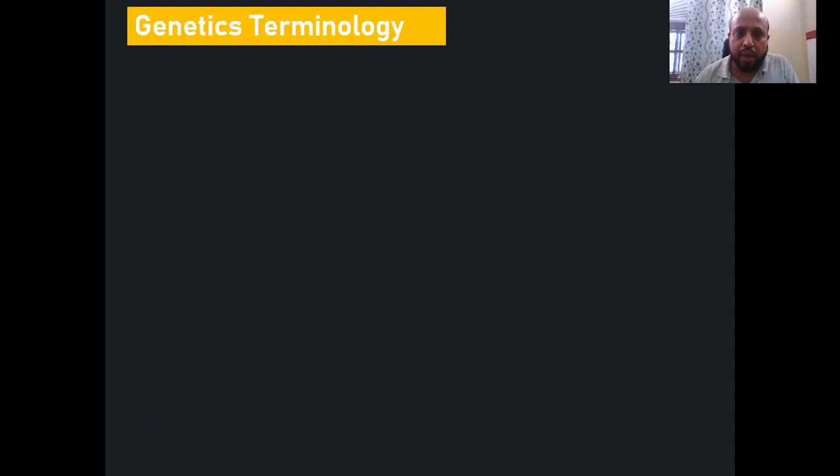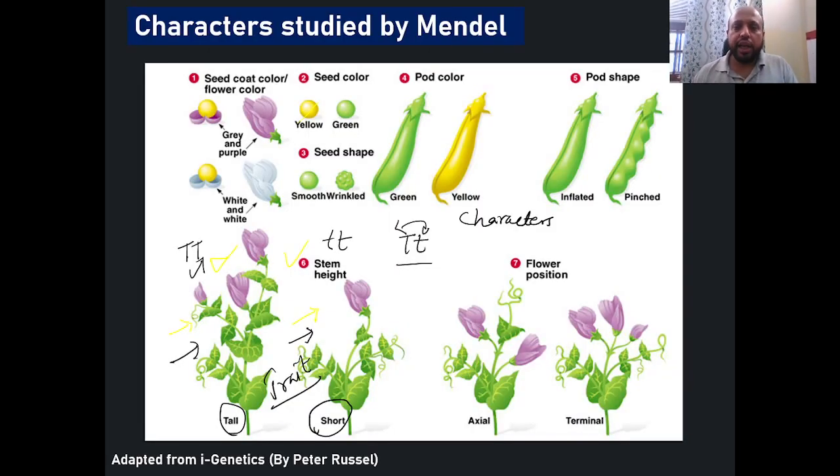Let's move ahead. So these are the characteristics, or the characters, which were studied by Mendel. We defined this in our previous lecture number 1 as well. Now you see that two things have been mentioned, for example seed color or seed shape, yellow versus green, or smooth versus wrinkled, or the height of a plant, which we just took, tall versus short. Now these are two contrasting forms of the phenotype.